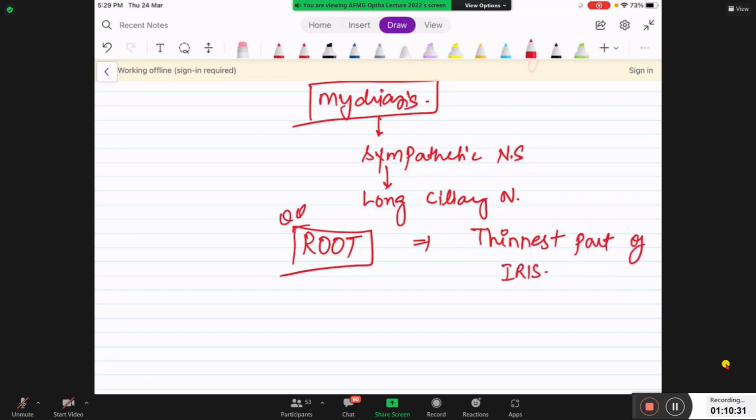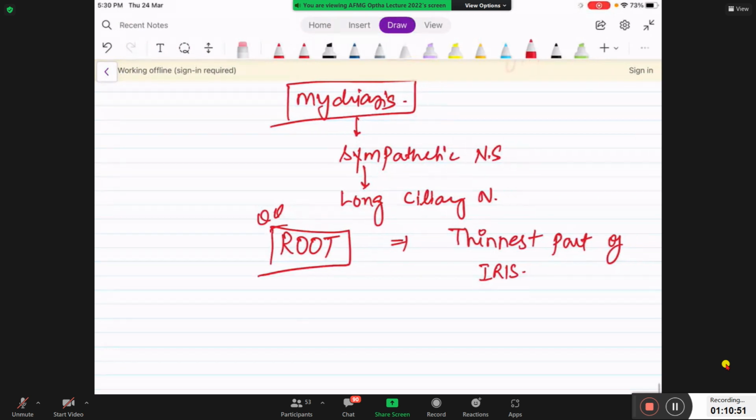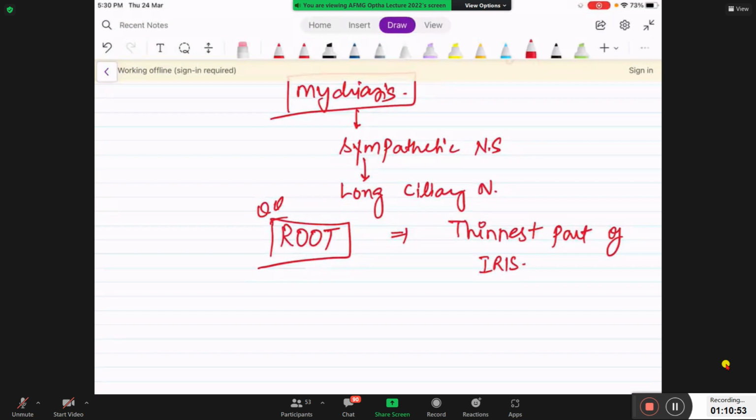Root of the iris is the thinnest part of the iris. So obviously, when it is the thinnest part, it is very vulnerable to getting damaged by trauma. Suppose a patient has gone through a blunt trauma or there is any injury to the eyeball with a fist. Which is the most vulnerable site for injury of the iris? The answer will be the root of the iris, because it is the thinnest part of the iris, right?